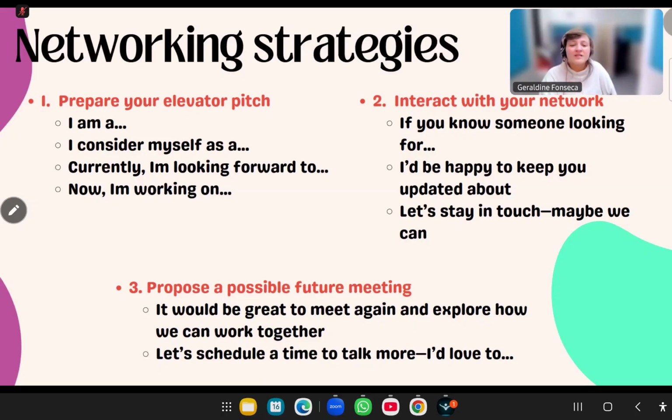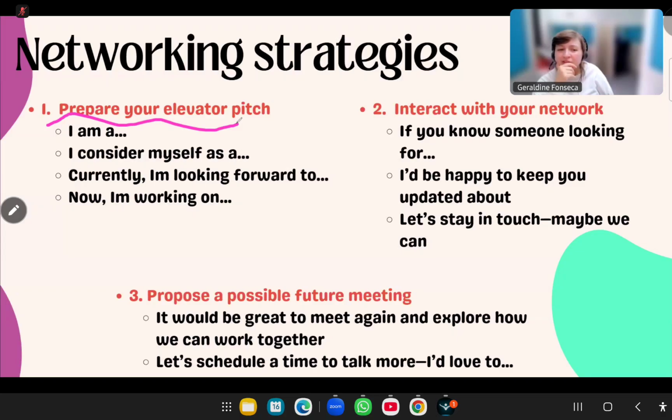So I put together some phrases that can help you organize that in a better way. When we have phrases, it's easier to organize the speech, especially when you don't know very well how to start, how to continue, how to end. So in the first one, we could see the elevator pitch. What is an elevator pitch? Can any of you tell me what an elevator pitch is?